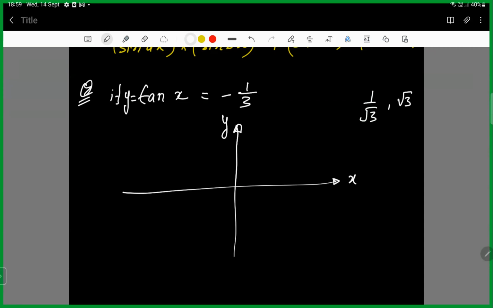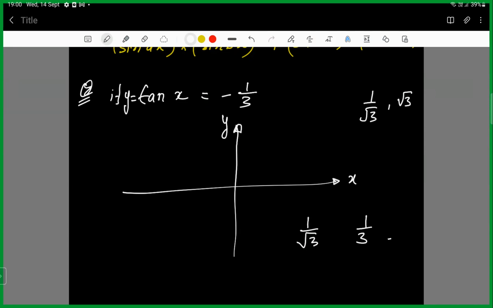So tell me, everyone, just tell me this thing. Which one is greater, 1 upon root 3 or 1 upon 3? Which one is greater? Is this greater or this? 1 by 3 is greater, right? Ravi, which one is greater? 1 by 3. And which one is greater?